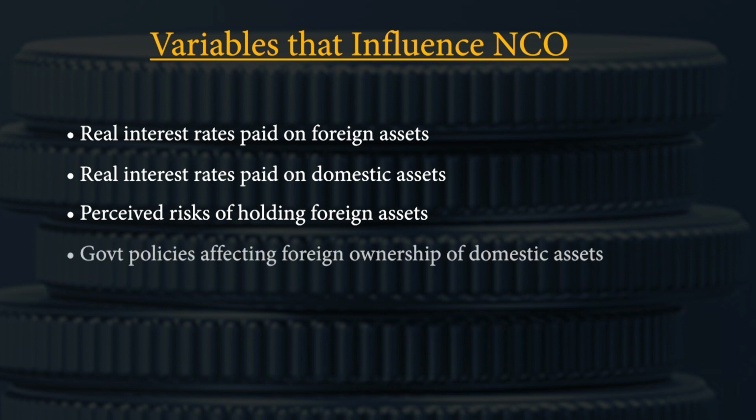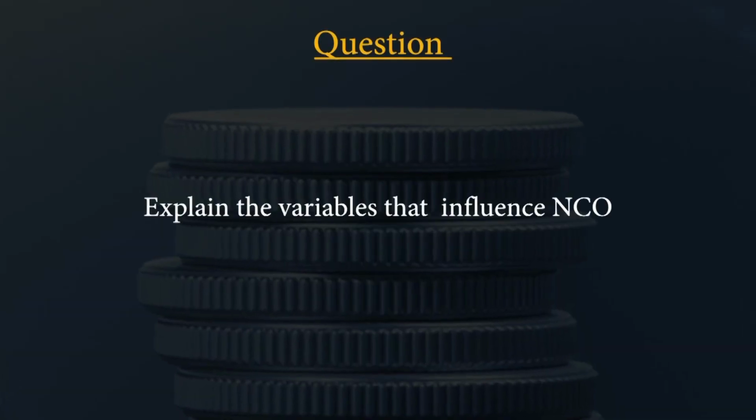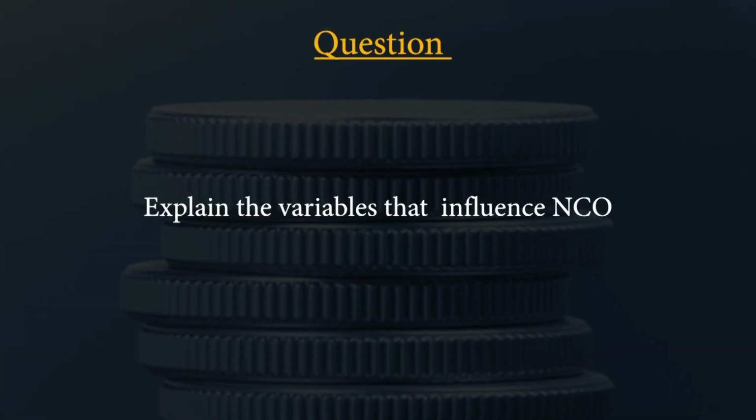Then we have the government policies affecting the foreign ownership of domestic assets. This is very much important because when we talk about government policy, it determines how domestic asset ownership can be taken up. This basically refers to different policies like tax concessions, infrastructural benefits, or even taxes and subsidies imposed on the foreign counterparts. So now we invite a question: explain the variables that influence NCO. This basically refers to the interest rate, the domestic rates and other variables which are in process.